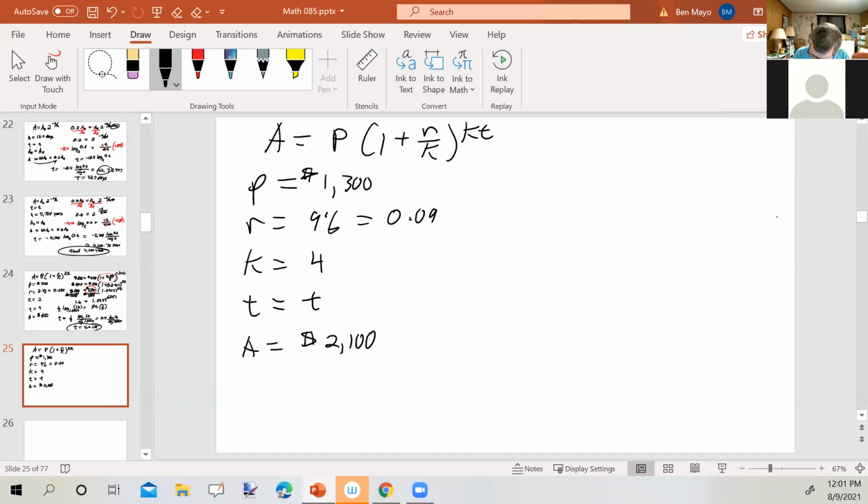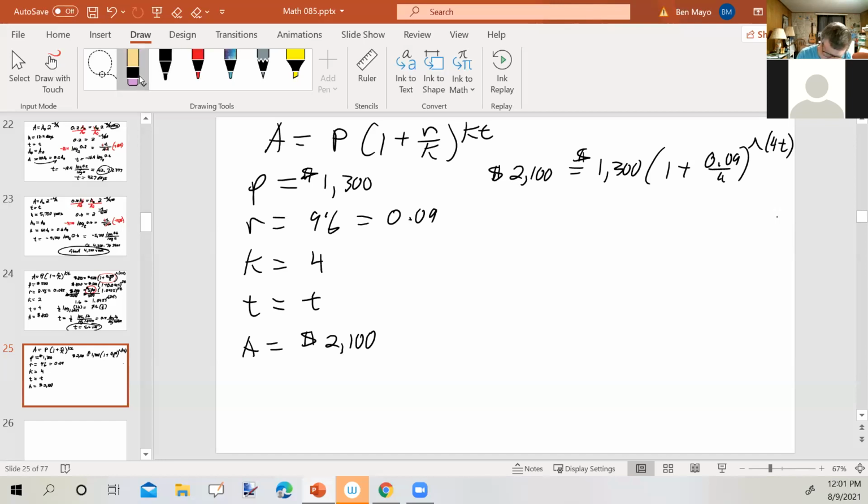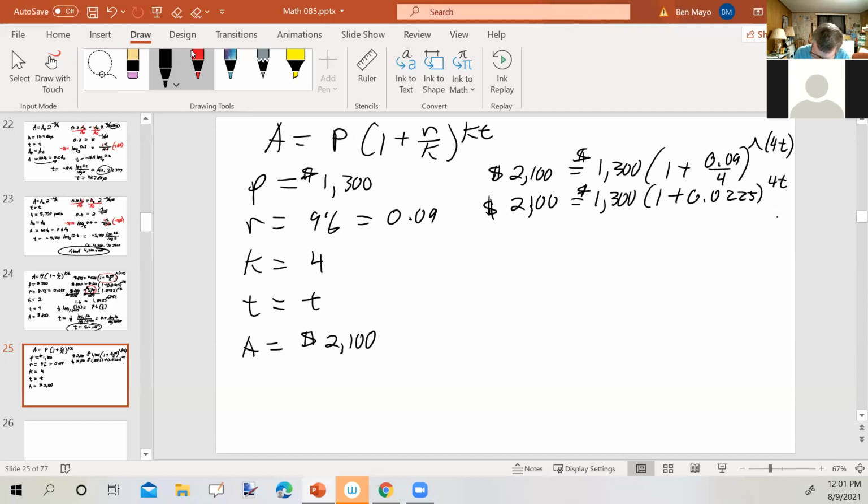Okay, so what do we have here? We've got $2,100 equals $1,300 times 1 plus 0.09 over 4 raised to the 4t power. Okay. So that's $2,100 equals $1,300 times 1 plus, if I take 0.09 divided by 4, I get 0.0225, to the 4t power. $2,100 equals $1,300 times 1.0225 to the 4t power.